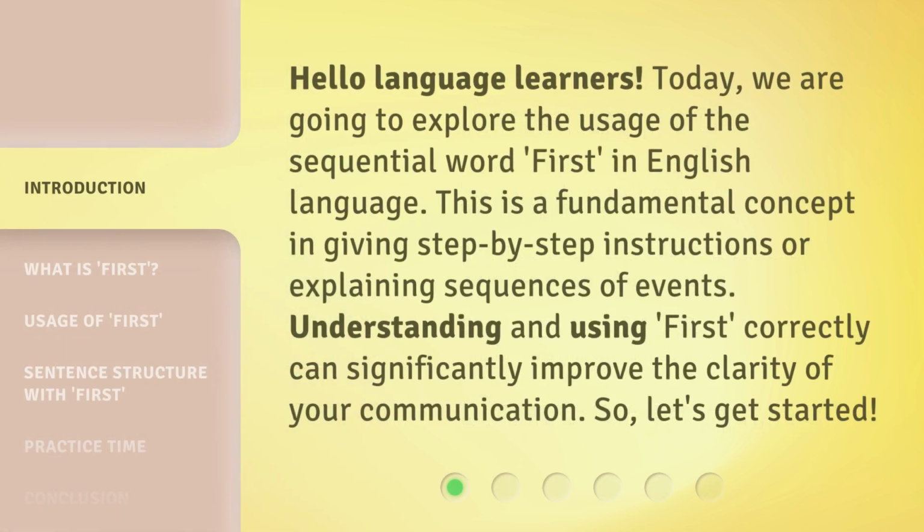Hello language learners. Today, we are going to explore the usage of the sequential word, first, in the English language. This is a fundamental concept in giving step-by-step instructions or explaining sequences of events. Understanding and using first correctly can significantly improve the clarity of your communication. So, let's get started.